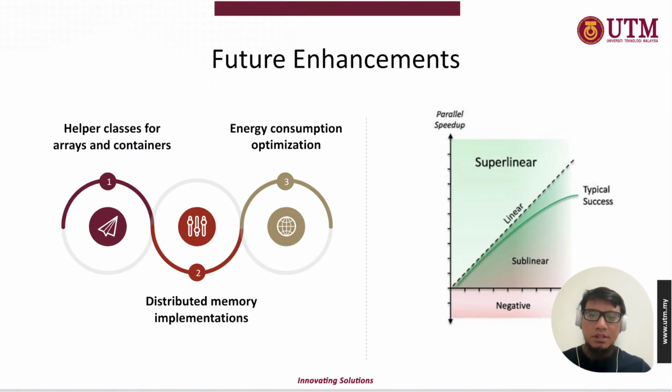So, this library can be enhanced by adding helper classes for arrays and containers. The second one, it can be improved by adding techniques for distributed memory implementations. The last one, we can add enhancements for energy consumption optimization. As we can see in this graphic of the parallel speedup and superlinear speedup, we can also implement the enhancement here.